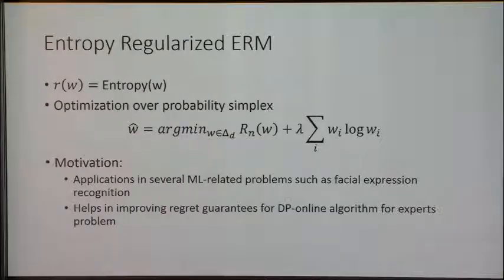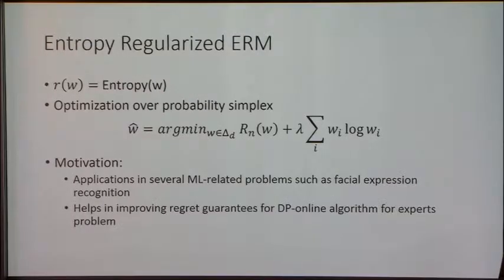Another very popular regularization parameter is the entropy. So now I will try to do optimization over the probability simplex, and the regularization parameter is the negative entropy of this probability distribution. We want to understand what the excess risk of this regularized ERM will be. There exist several motivations for this entropy regularized empirical risk minimization, for example, in several machine learning problems like facial expression. Also, by analyzing this problem, we were able to improve regret guarantees for the online experts problem in the differential privacy context.